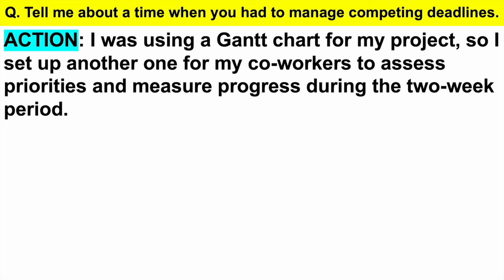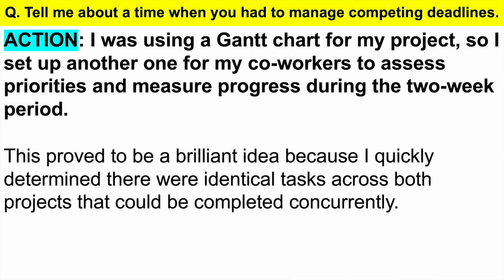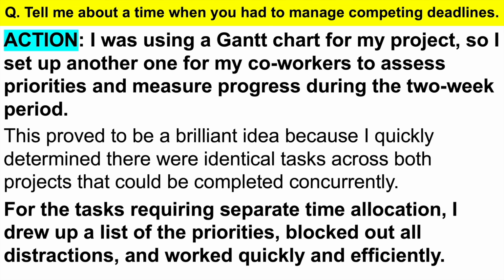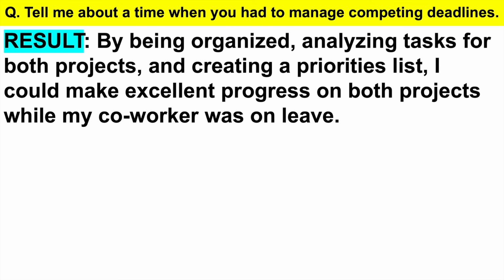I was using a Gantt chart for my project, so I set up another one for my co-worker's to assess priorities and measure progress during the 2-week period. This proved to be a brilliant idea because I quickly determined there were identical tasks across both projects that could be completed concurrently. Now, for the tasks requiring separate time allocation, I drew up a list of the priorities, blocked out all distractions and worked quickly and efficiently. By being organised, analysing tasks for both projects and creating a priorities list, I could make excellent progress on both projects while my co-worker was on leave.